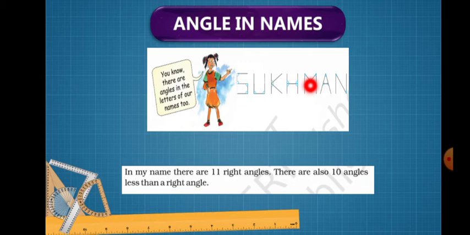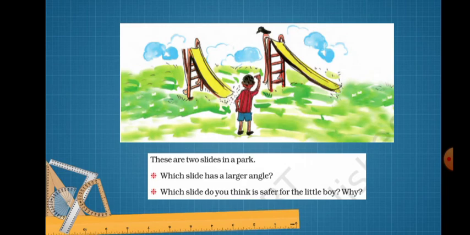Let me count the other angles. Here 1, 2, 3, 4, 5, 6, 7, 8, 9, 10. Yes, there are so many angles less than a right angle. There are 2 slides in a park. Which slide has a larger angle? Which slide do you think is safer for the little boy? Yes, the bigger slide is safer for the little boy, which is having the larger angle.